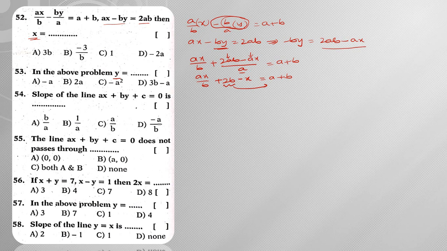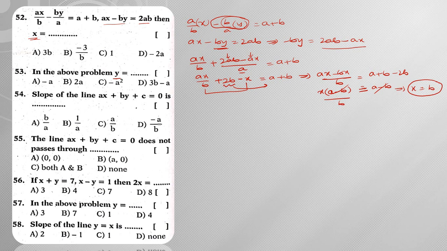This particular 2b I am going to transpose, and this x I am going to take with this. Then on taking these two terms and taking b as LCM, I am going to get (ax minus bx) by b is equal to a plus b minus 2b. So what is the value of a plus b minus 2b? That is nothing but a minus b. Here also in the numerator, if I take x as common, (a minus b) by b. So in the numerator a minus b will get cancelled. Now from this, x is equal to b. So the value of x is b here.